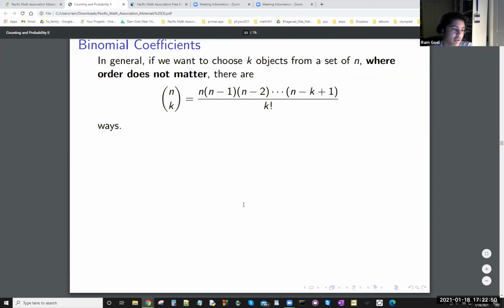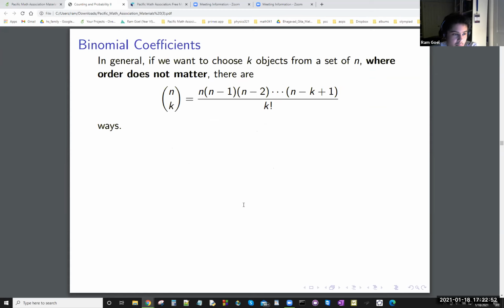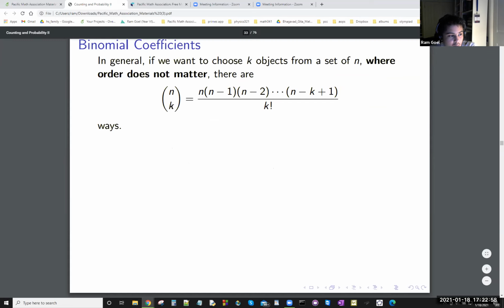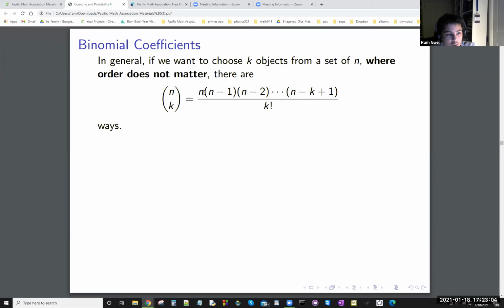Now, let's generalize. If we want to choose k objects from a set of n, where order does not matter, there are this many, with this symbol. We call this n choose k. This is the n choose k binomial coefficient. And we claim the number of ways is this. This is similar to the formula we had before.